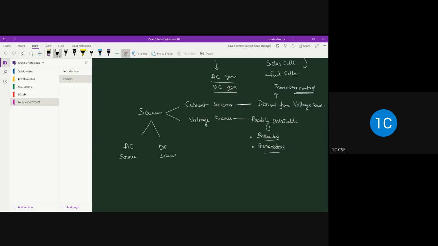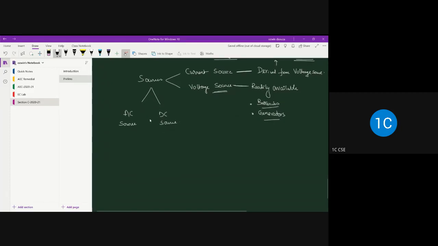Now let us not go into that direction, but of course, being an introductory course, you can classify the source into current and voltage source. And you can also say that current sources are derived from voltage sources and are meant for specialized applications such as transistor controls, constant current controls, etc. On the other hand, voltage sources are readily available in the open market in the form of batteries and generators. The sources are available in both categories: AC as well as DC.